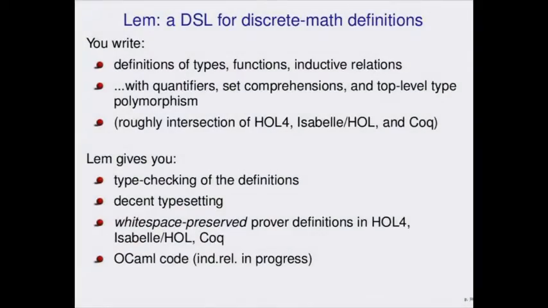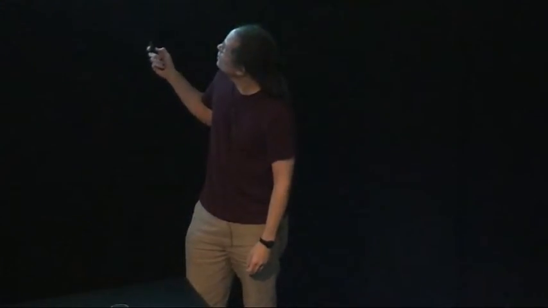So it's the same kind of story, right? So you write some definitions, with useful stuff. The definition language, it's sort of the intersection of the definition languages of those provers. And then it's giving you lightweight stuff. It's giving you type checking, decent typesetting, output that, insofar as possible, preserves comments and white space and so on. So you're getting idiomatic, readable definitions in those targets. Right? And some OCaml boilerplate, and in fact, now someone's working on the inductive relation execution too.